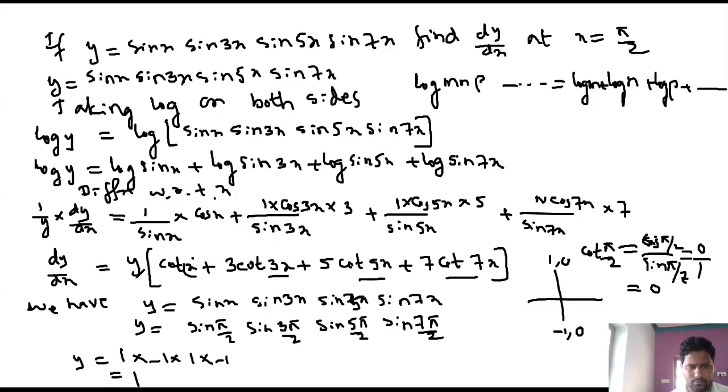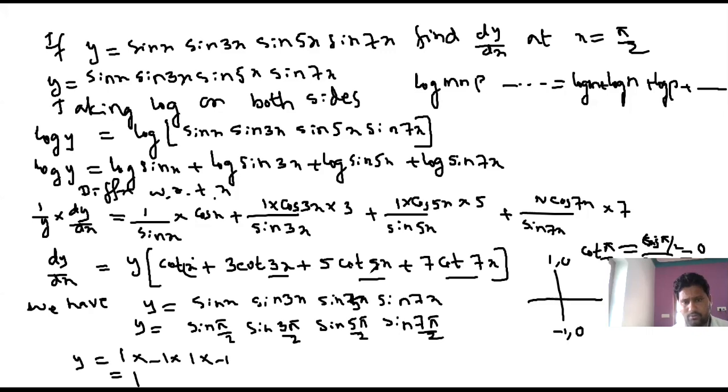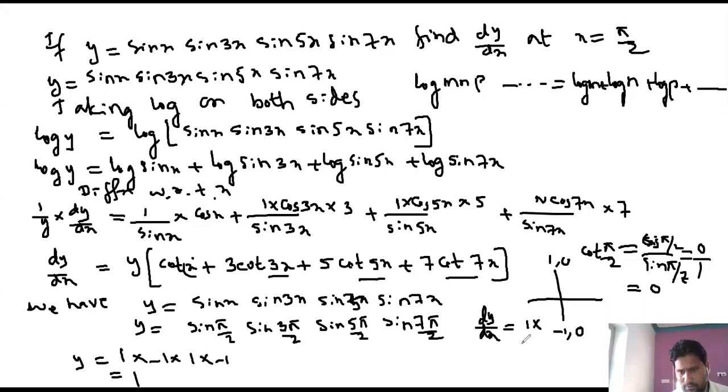Substitute these values now. The y value is 1 and cot x is 0. This 3 into 0 becomes 0, 5 into 0 is 0, 7 into 0 is 0. So 1 into 0 is 0. So what is dy by dx? dy by dx equal to 1 into 0 is equal to 0. This is the value of dy by dx.